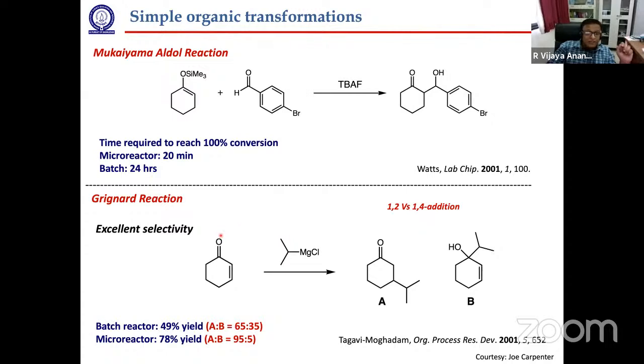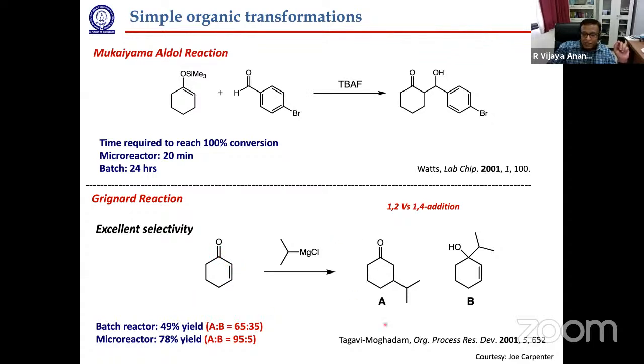And another important thing is the Grignard reaction. Generally, if you take this kind of enones and add Grignard reagent, because you know that Grignard reagent is a hard nucleophile and this is a hard electrophile, it prefers 1,2 addition. But there is another point here. Initially, whatever Grignard reagent you use, it approaches only this 1,2 position. But if you have a really bulky group attached to this magnesium or to this carbonyl group, then 1,4 addition takes place predominantly.